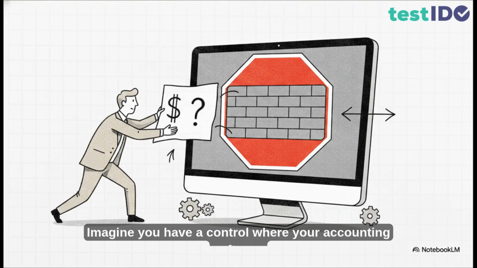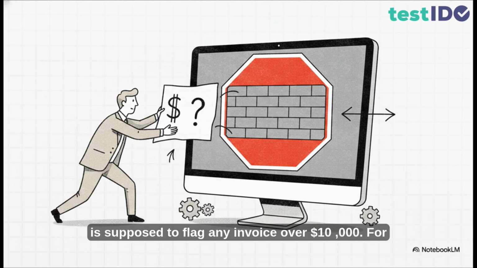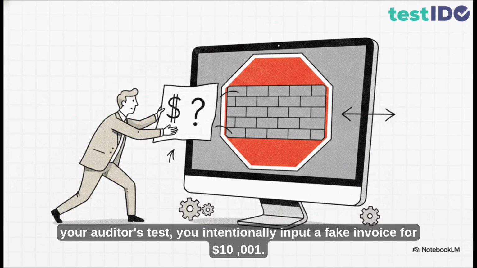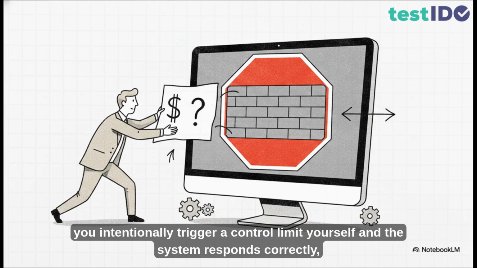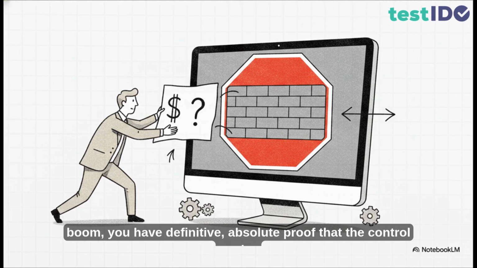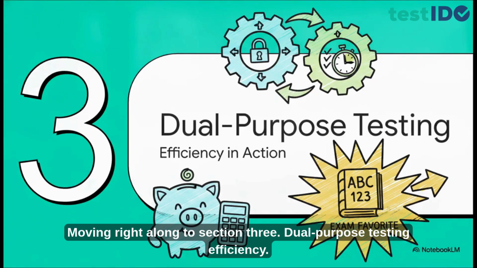Imagine you have a control where your accounting software is supposed to flag any invoice over $10,000. For your auditor's test, you intentionally input a fake invoice for $10,001. The proof? The system actually blocks or flags that specific transaction. If you intentionally trigger a control limit yourself and the system responds correctly, boom, you have definitive, absolute proof that the control works.